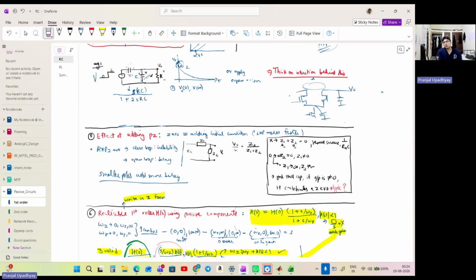When I ground this cap, or when I short this cap, I think I'll sketch it so that it's easier for you to understand. So when I short this cap, what I find is that this output is non-zero, which implies that this cap does contribute to a zero. Similarly, when I short this guy, the output is non-zero, which implies that this guy also might be contributing to a zero.